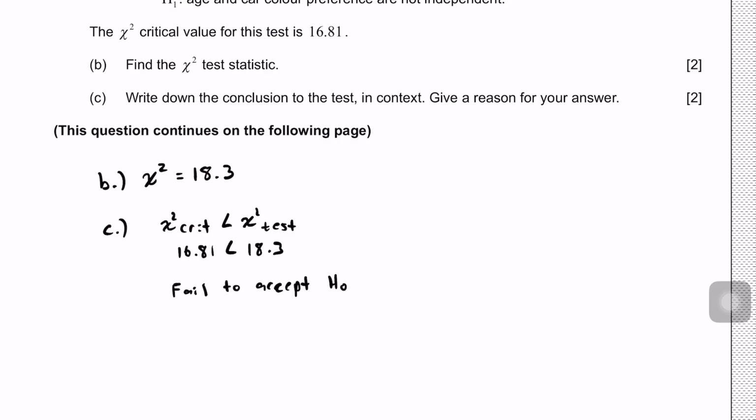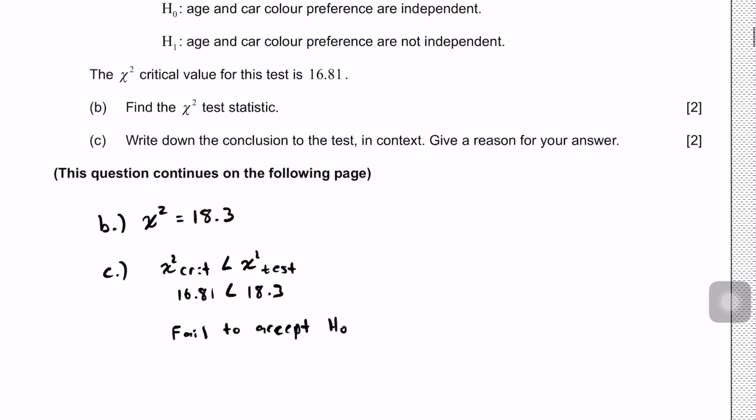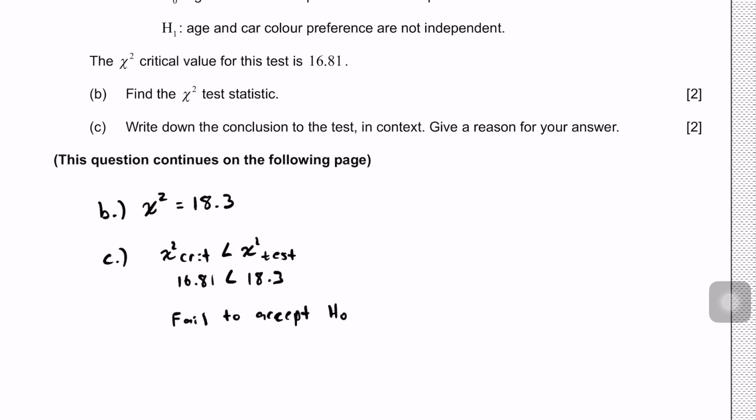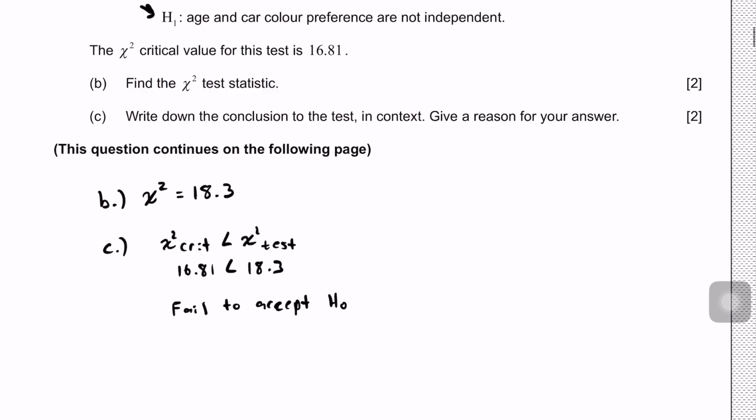Write down the conclusion to the test in context. Age and car color preference are not independent. Essentially, it's the alternative. Fail to accept the null hypothesis, which means we're left with the alternative. And that means that age and car color preference are not independent. All right. Okay, I think that's good.